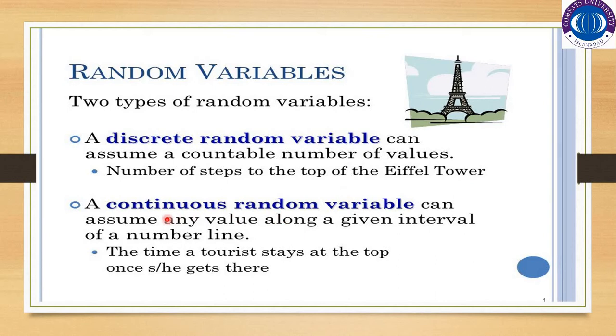A continuous random variable can assume any value along a given interval of a number line. If we talk about the continuous random variable, it is something which we can measure in a given interval. For example, the time a tourist stays at the top once he or she gets there. So continuous random variable is something which we can measure in a given interval, and discrete random variable is something which we can count.